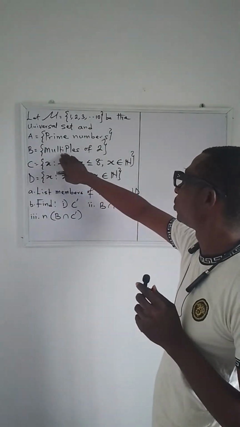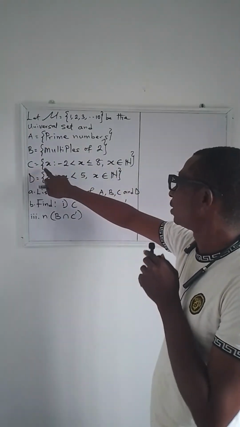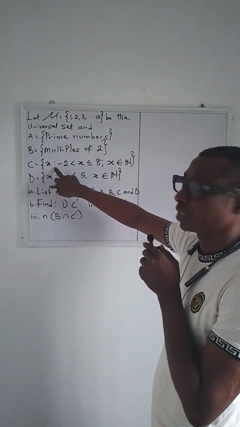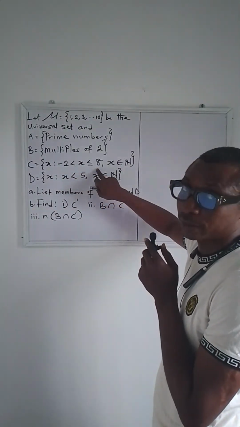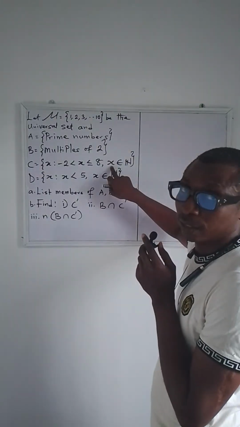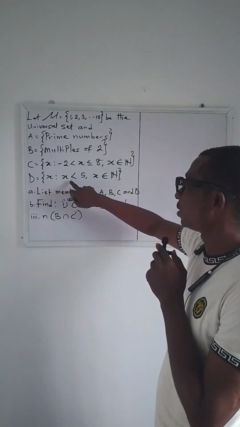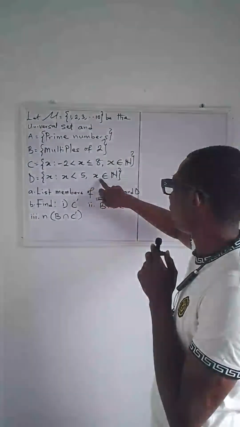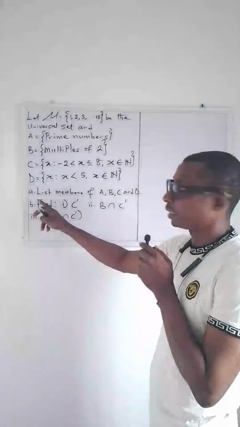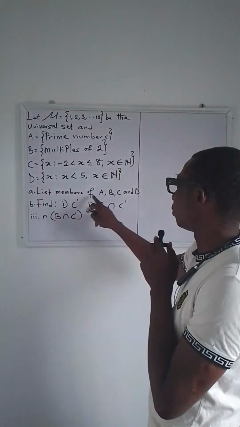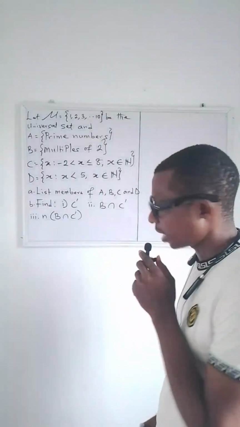A is the set of prime numbers. B is multiples of 2. C is the set of x such that minus 2 is less than x less than or equal to 8, where x is a natural number, and D is the set of x such that x is less than 5 and x is also a natural number. We are required to list members of sets A, B, C, and D. That's the first task.